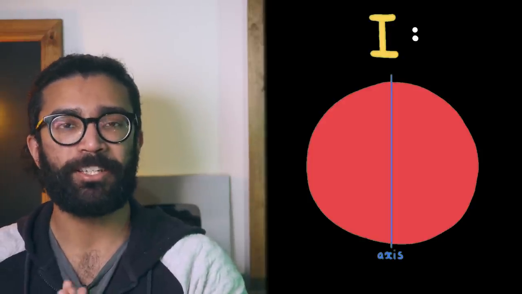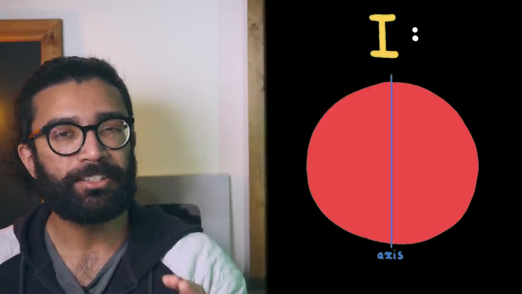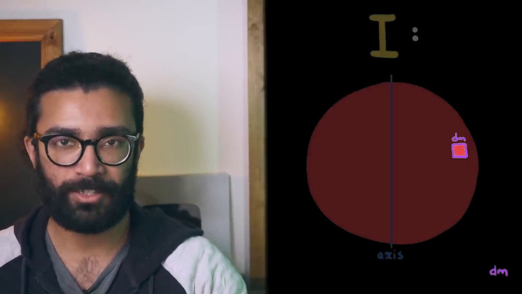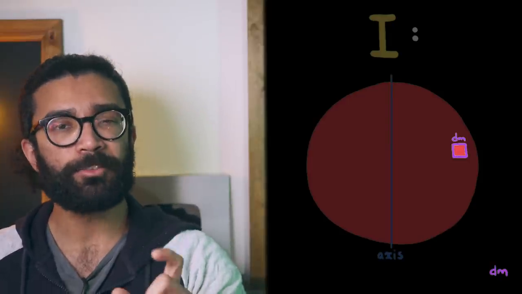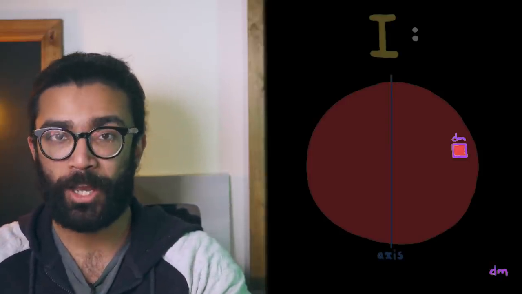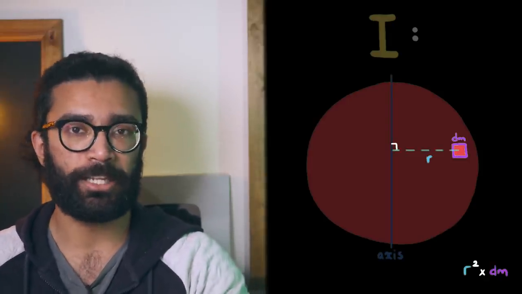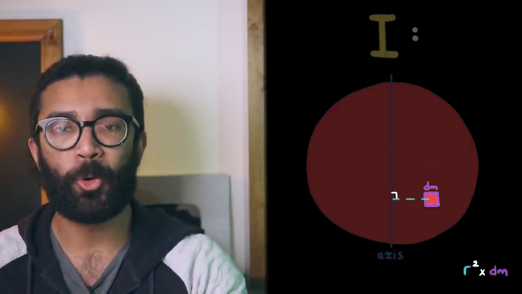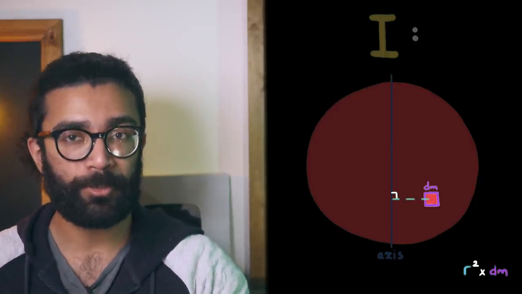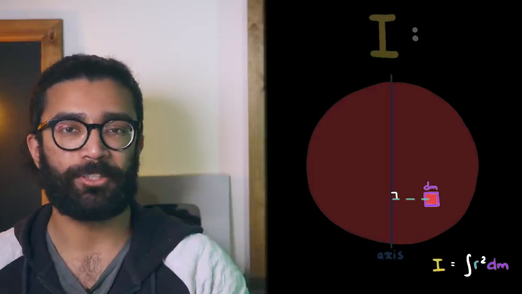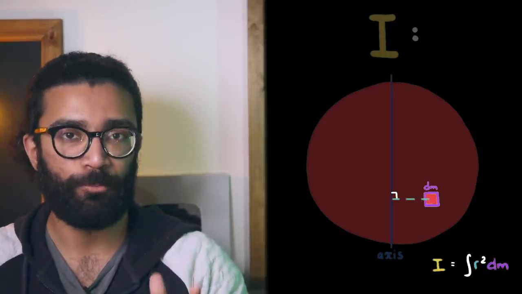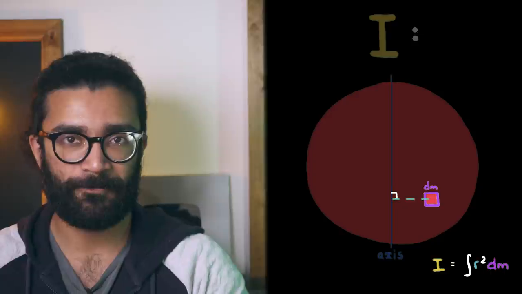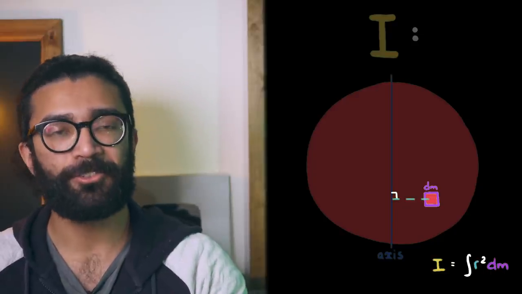For any object, this quantity is calculated by considering a small chunk of mass making up the object and multiplying that mass by the square of this distance to the rotation axis, the perpendicular distance. Then we do the same for all other chunks of mass making up the object and add up all these contributions to find the overall moment of inertia for the object. Now, the implications of this are really interesting.